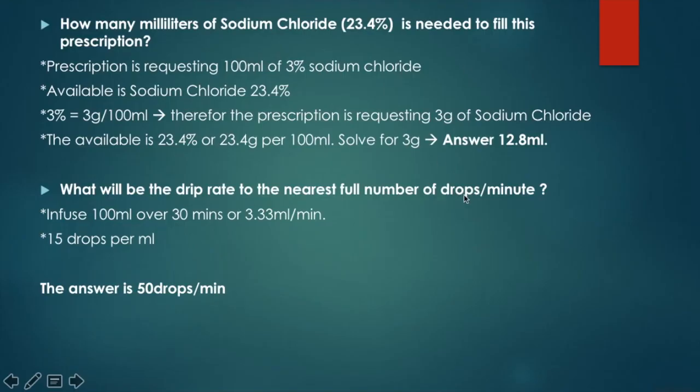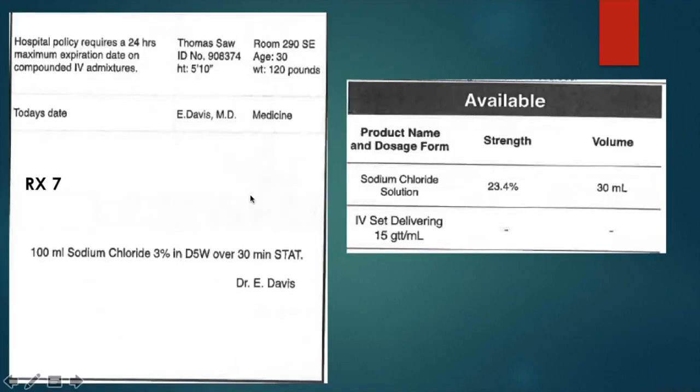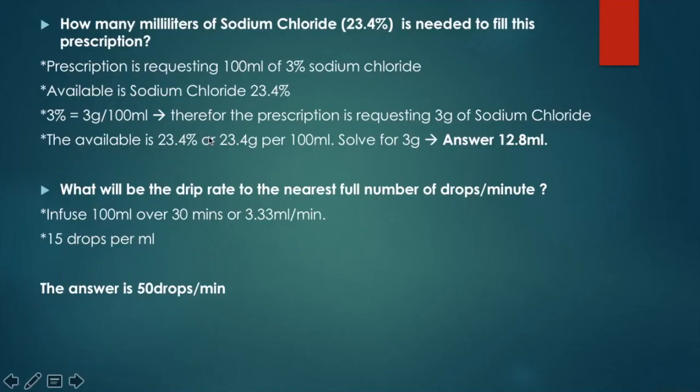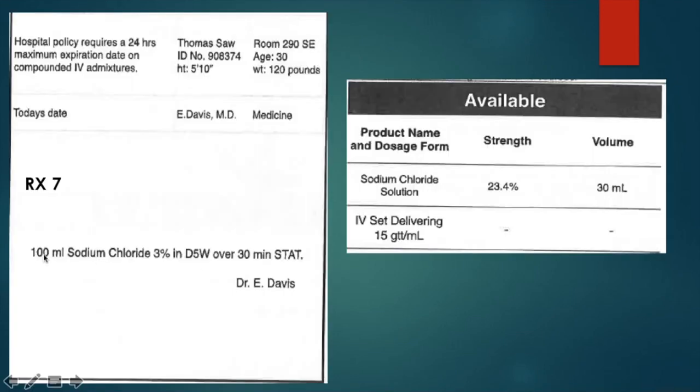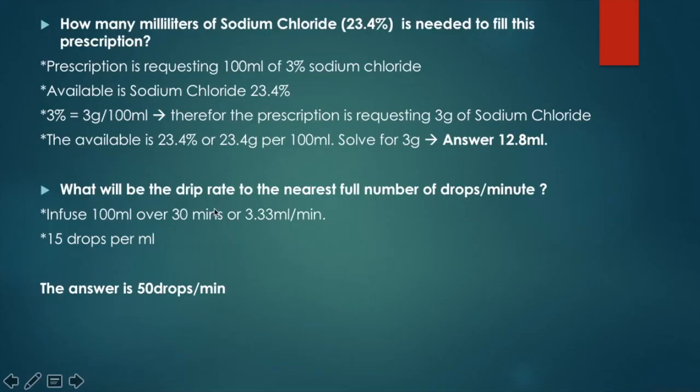You set up the proportion, you get 12.8 ml for you to draw up and put in the bag, and that will give you your 3%. What would be the drip rate to the nearest full number of drops per minute? How much is in the bag? 100 ml over 30 minutes. They tell you the answer. Don't miss this. 100 ml over 30 minutes.